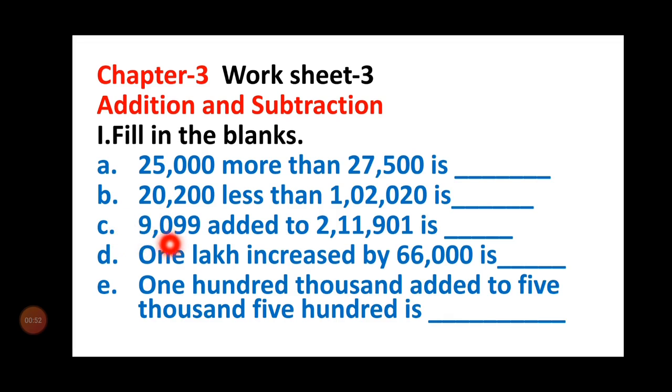C, 9,099 added to 2,11,901. Added means you want to add the two values and write in the dash. D, 1 lakh increased by 66,000. Increased also relates to addition, so you want to add the two values and write. E, 100,000 added to 5,500 is. Here also you want to add the two values.